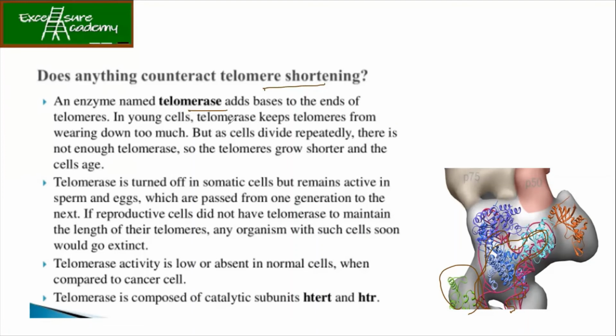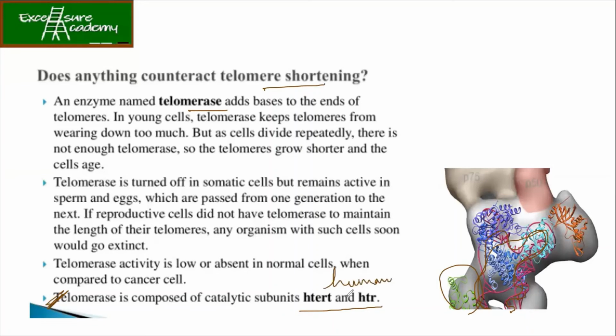So in the young cells, telomerase is there. So it helps in keeping the division good as it is. Now, they grow shorter as the cell ages. Now, telomerase is turned off in the somatic cells, but remains active in the sperms and the eggs, which is passed from one generation to the next, and also in the case of your stem cells. Now, telomerase activity is lower or absent in the normal cells. So this will not be wrong. Telomerase. Now, this point is important: it is composed of catalytic subunits hTERT and hTR, where h stands for human.